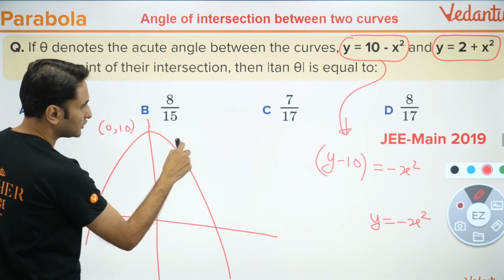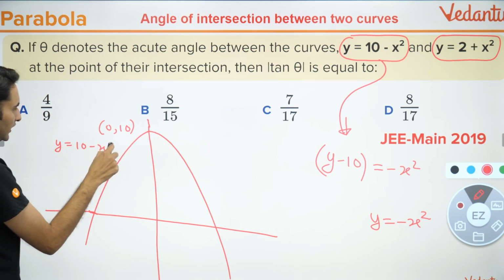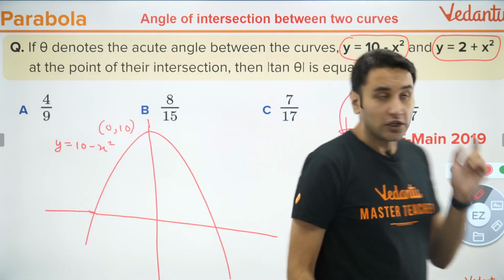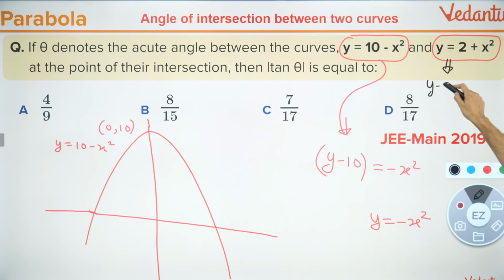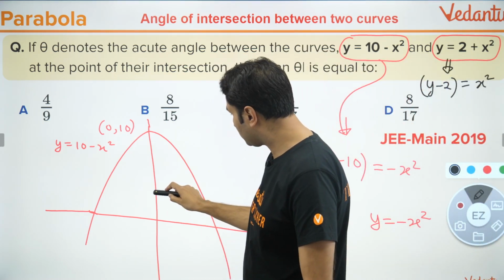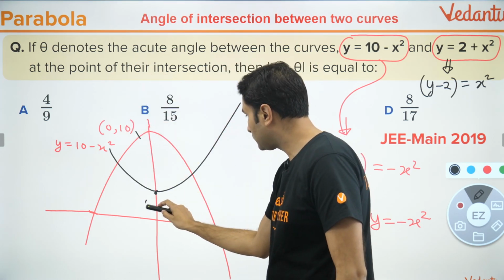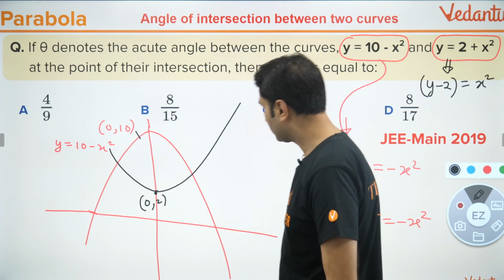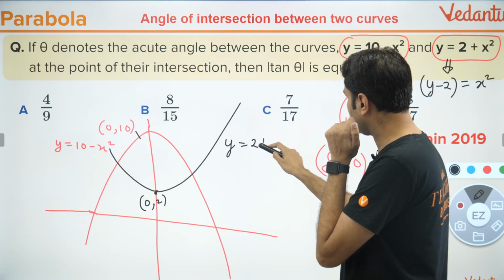Which one is this? This one is तुम्हारा ये वाला y is equal to 10 minus x square. Now what is the other graph? 2 plus x square. What is this one? This can be imagined as y minus 2 is equal to x square. So looking up, but the vertex shifted to 0 comma 2. So this point is 0 comma 2. Agree? So this graph is y is equal to 2 plus x square.